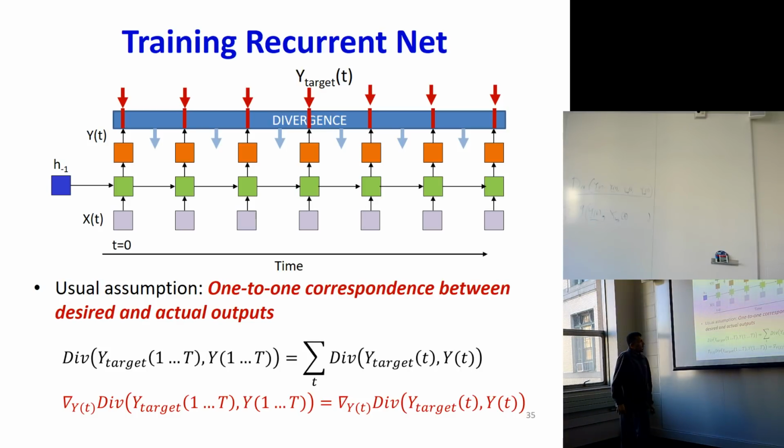And a common assumption is that you can actually decompose the divergence into a sum of many local divergences. And once you decompose it like so, then you can compute the derivative at any time as simply the derivative of the local divergence at that time with respect to the output. Again, this is an assumption. This is not necessarily true, right? You can always think of divergence functions which don't have this behavior. But this makes computations very convenient, and for most problems that we work with, this actually works.